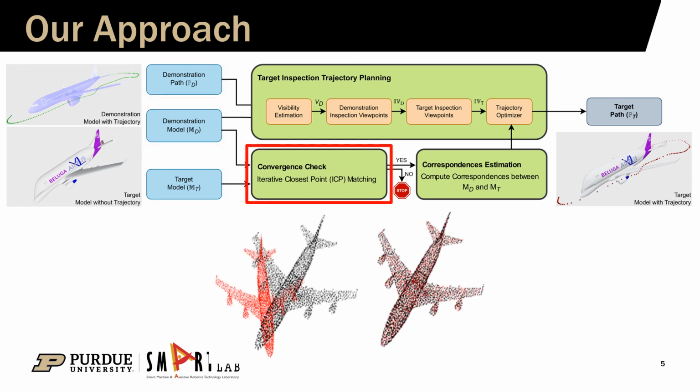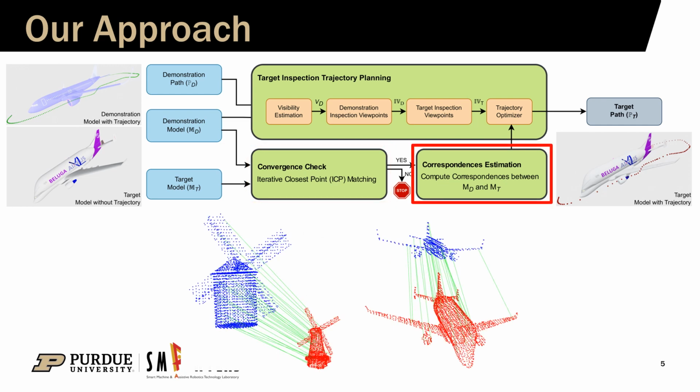As a first step, we convert the two models into point clouds and compare their similarity using iterative closest point matching (ICP). We proceed further only if we find similarity between the models using ICP. Then, based on the overlap estimated using the ICP, we estimate the correspondences between the similar regions in the two models.